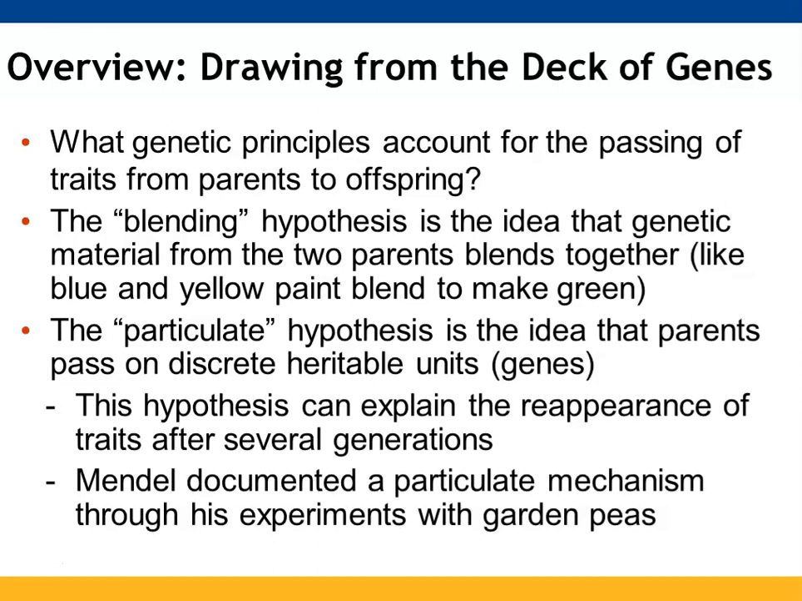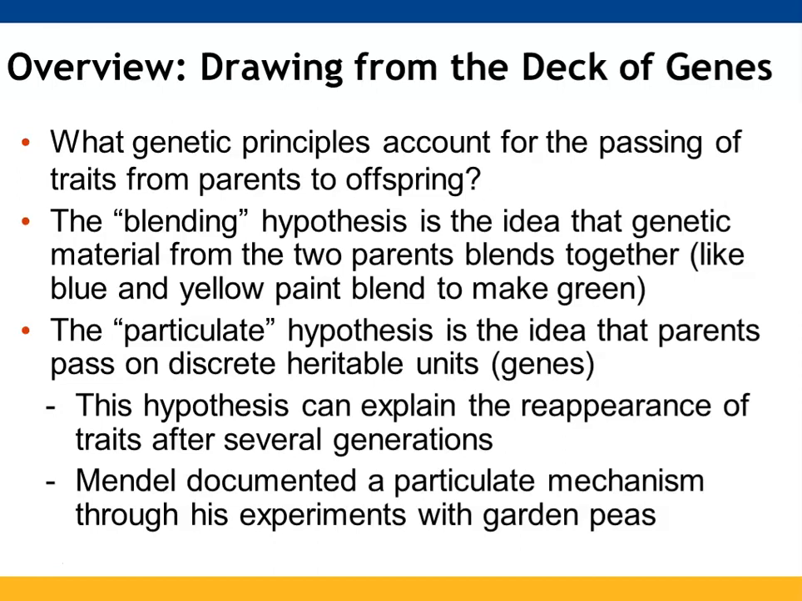The blending hypothesis was disproved by Mendel. That was the idea that two parents provide genetic material and that those particular pieces of genetic material basically blend. And then there was also the particulate hypothesis, that parents are able to pass on discrete heritable units known as genes. And that is the one that Mendel was able to provide evidence to support.